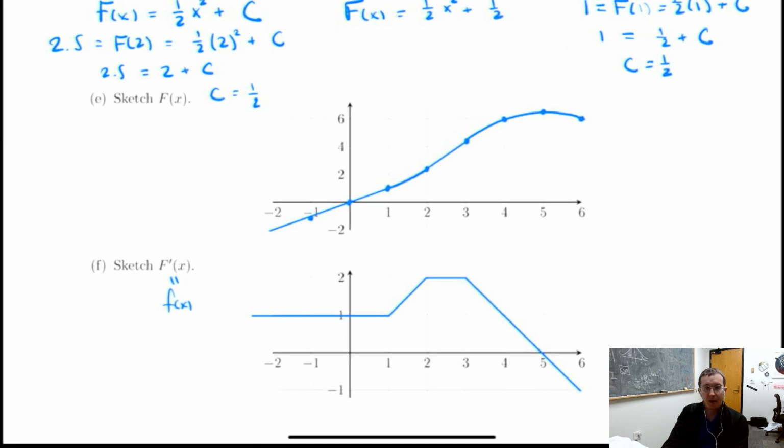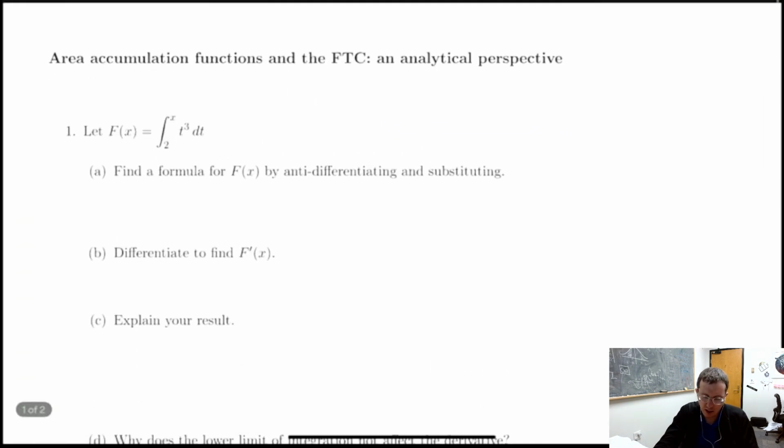Okay, I want to move on to the analytical fundamental theorem of calculus activity. I did this one in class today. You might have seen it in your class previously. But I'll run through this pretty quickly.